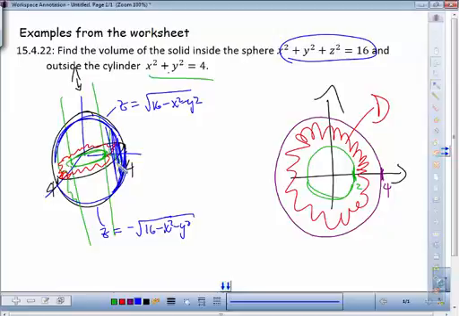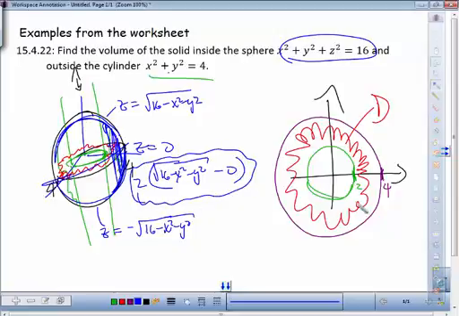Okay? Or another approach would be if you just take it from 0 and go all the way to the top and just double it, that would be the same thing, right? It's the exact same calculations that you would do anyway, so we could do that. So we can just say square root of 16 minus x squared minus y squared minus 0, and then double it. Actually, if you subtract the negative of that, it'll turn out to be 2 times that anyway. So this is the integrand, and this is our region.